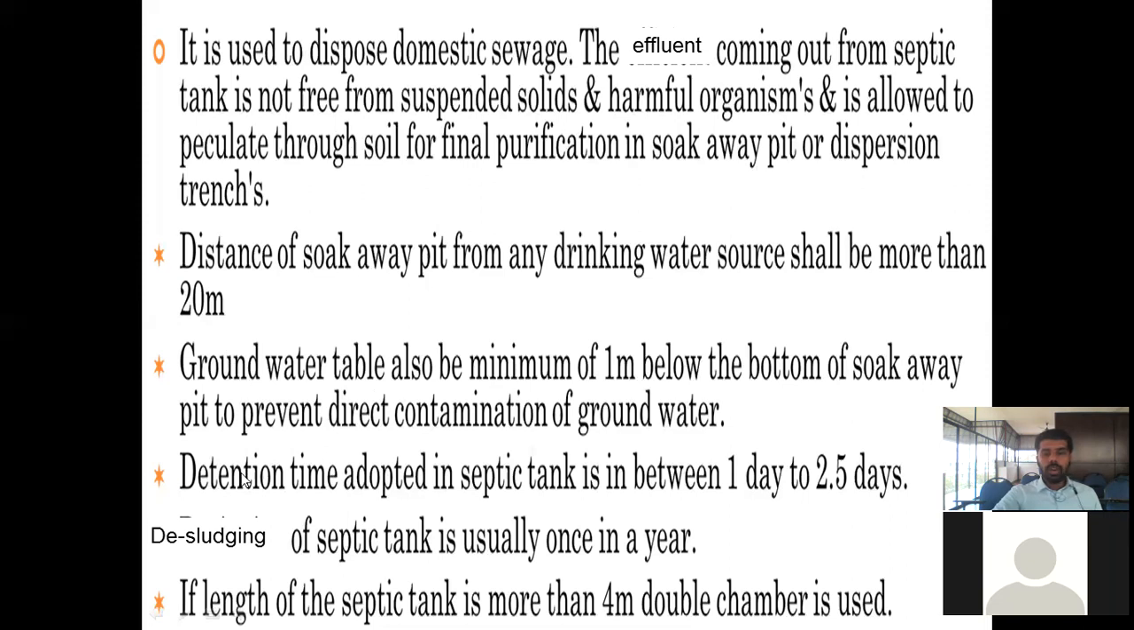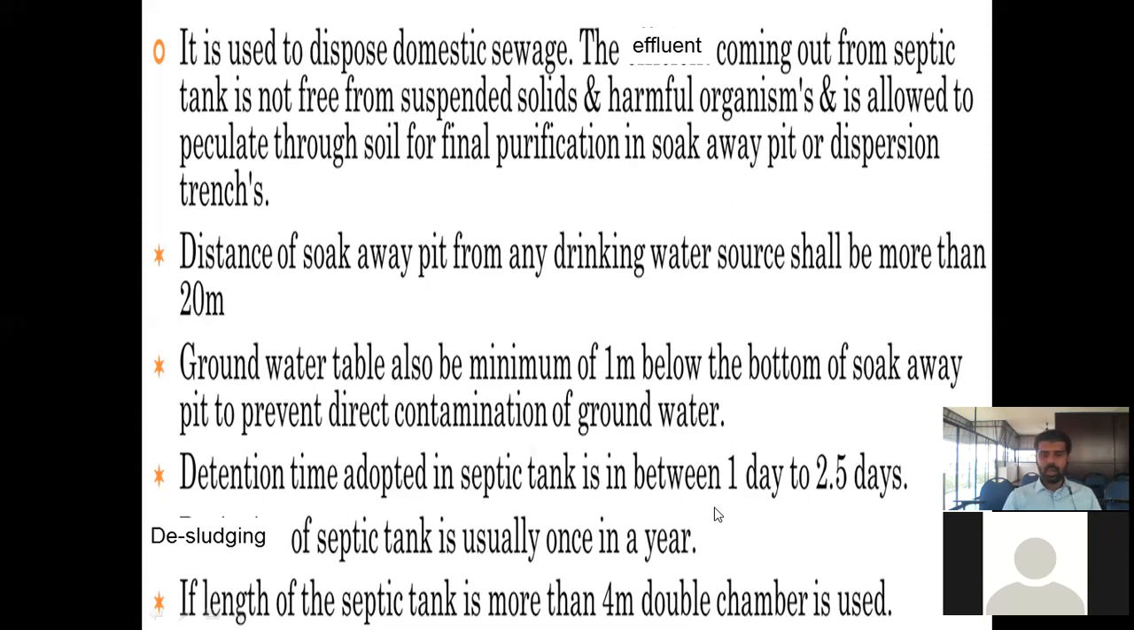Now coming to the detention time adopted in a septic tank, it is between 1 day to 2.5 days. The detention time means how the effluent settles and disintegrates. If an effluent is coming inside, it has to settle and disintegrate. So the normal adopted detention time is 1 day to 2.5 days. It's a constant. When we do a problem, we will understand this detention time and how we calculate the capacity of the septic tank.